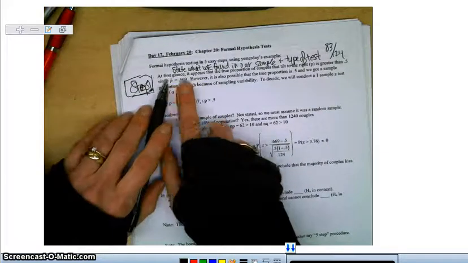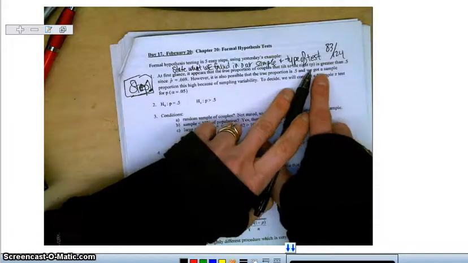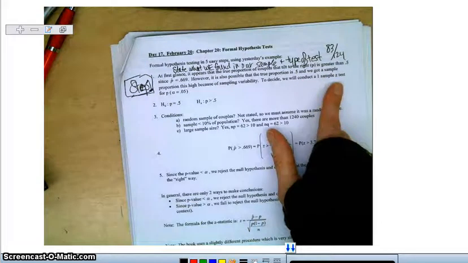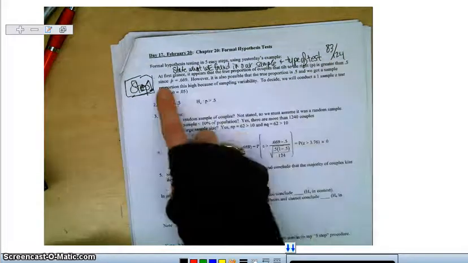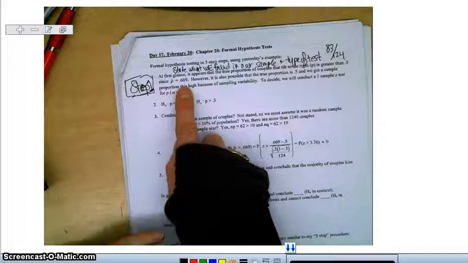So at first glance, it appears that the true proportion of couples that tilt to the right, P, is greater than 0.5. Why would we say that? Because our sample is greater than 0.5. Since our P hat, our sample, was 0.669.